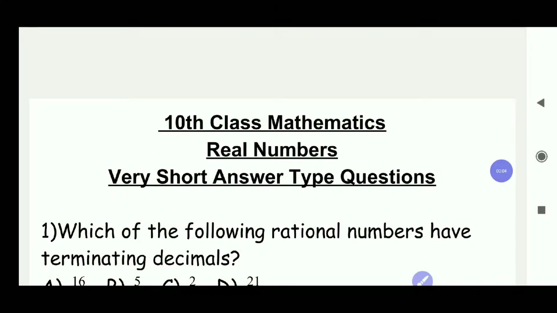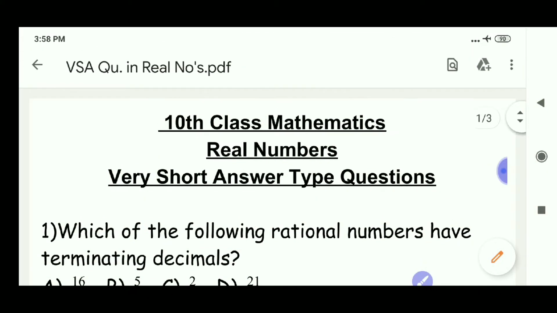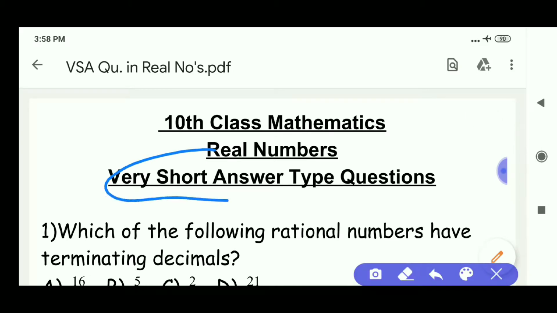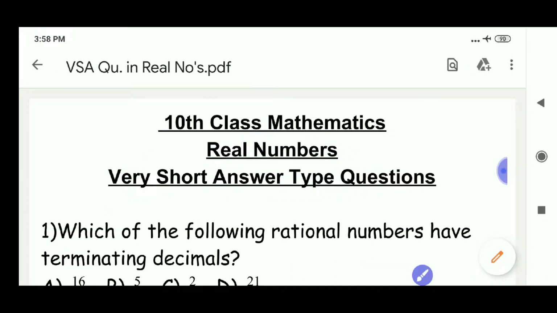Today we are solving very short answer type questions in real numbers. I already told you that we never neglect half mark or 1 mark questions. They deepen our knowledge and each bit helps to improve our rank in competitive examinations. Without delay, let us solve the questions quickly.